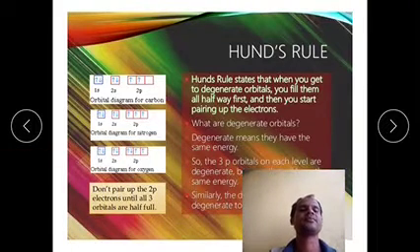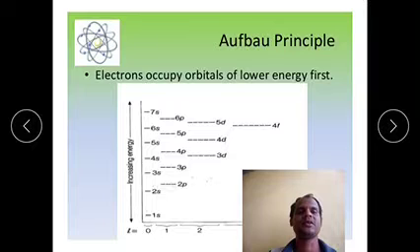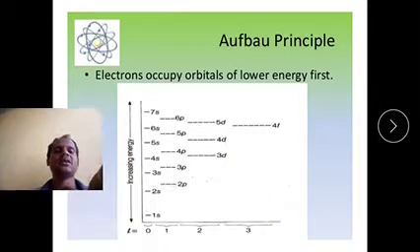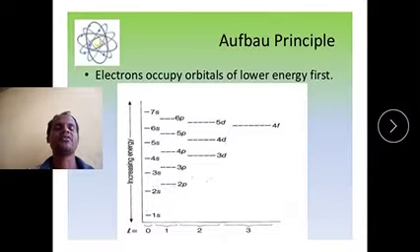And the last one is the Aufbau principle. According to the Aufbau principle, the rule is that electrons occupy the orbitals of lower energy first. Electrons enter the orbitals with the lowest energy. According to the Aufbau diagram, electrons first enter the 1s orbital, after that 2s, then 2p, 3s, 3p, and so on.